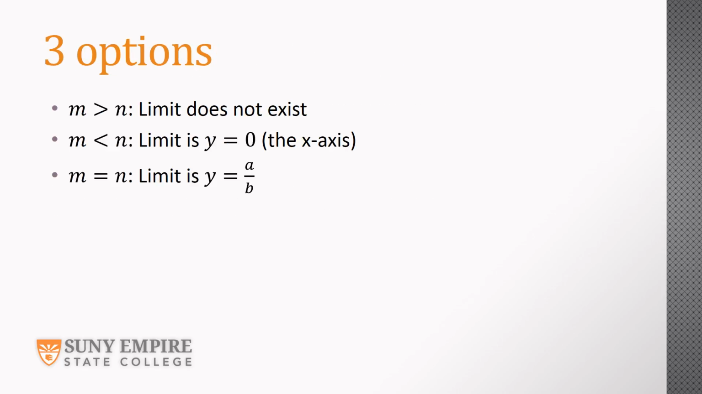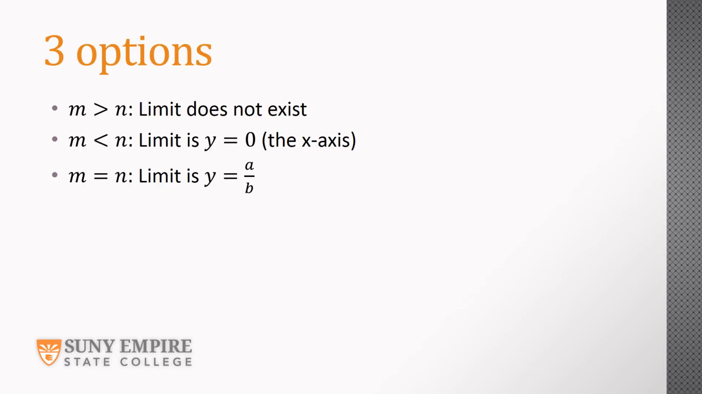We have three possibilities for the limit as x approaches infinity, and they depend on the comparison of m and n, the powers from the leading terms. If m is greater than n, or the numerator has a higher power than the denominator, then the limit does not exist. The function will grow without bound on the ends. If m is less than n, or the numerator has a lower power than the denominator, then the limit will be y equal to 0. The function will get closer and closer to the x-axis as we go further out in x.